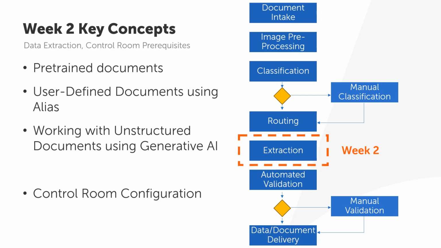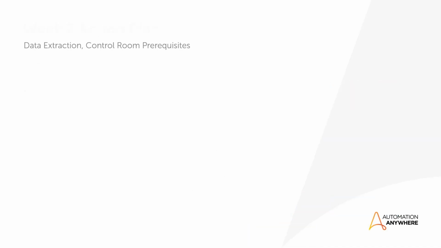We'll start with our pre-trained models that cover commonly used document types and their most common fields. And then we'll show you how to deal with user-defined documents using aliases. We'll also show you how to use custom generative AI prompts to extract complex structured information from documents. We'll also be sharing with you an informational video on control room configuration. This video will show you the steps required for making document automation function at your enterprise.